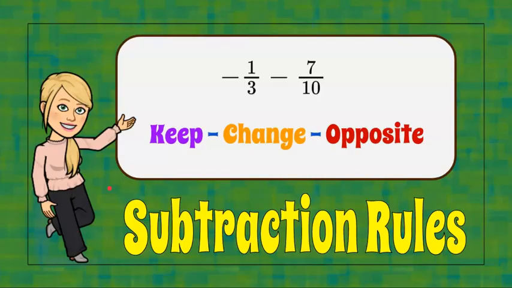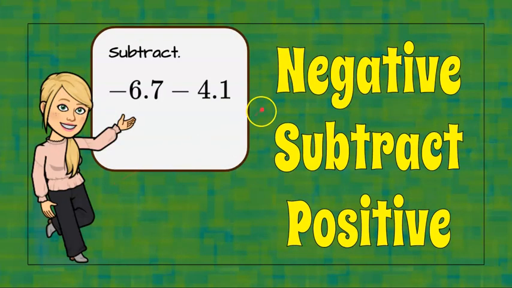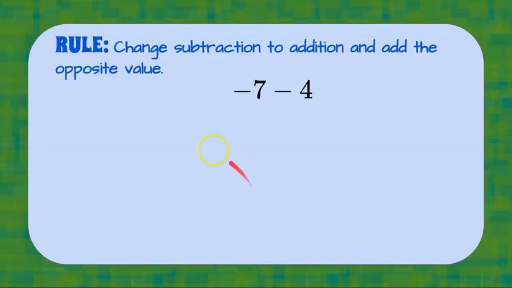Today, we're going to review the subtraction rules. We're going to first review negative subtract a positive. So our rule to subtract is we change subtraction to addition and add the opposite value.